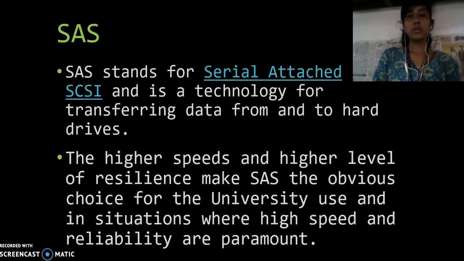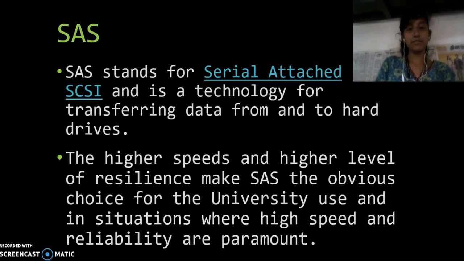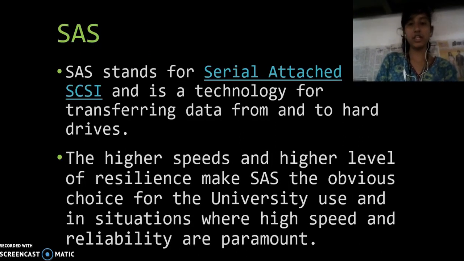The storage technologies used in Karunya University are SAS, RAID 5 and RAID 1. SAS is nothing but serial attached SCSI, and it is a technology for transferring data to and from the hard drives. Since it has very high speed, the university utilizes it. One SAS hard drive consists of about 512 GB of storage.